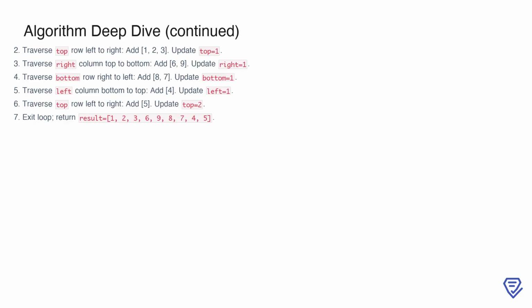Then, we traverse the bottom row right to left, adding 8, 7, and updating bottom to 1. Moving up the left column, we add 4 and update left to 1. Finally, we traverse the remaining top row left to right, adding 5 and updating top to 2. At this point, the boundaries overlap and the loop exits. The final result is 1, 2, 3, 6, 9, 8, 7, 4, 5, which represents the matrix elements in spiral order.